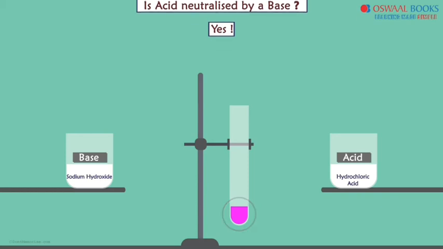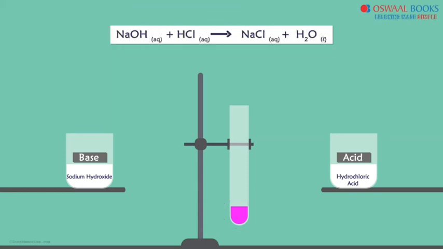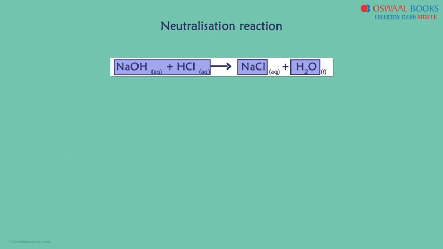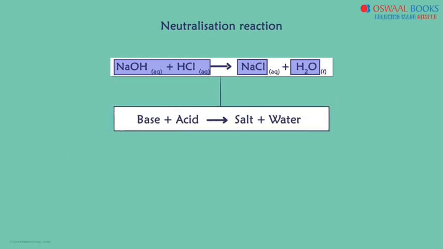So the reaction taking place here can be written like this. Sodium chloride is nothing but a salt. So an acid and a base react to give us salt and water. And guess what such a reaction is called? It's called a neutralization reaction. A base reacts with acid to give us salt and water.